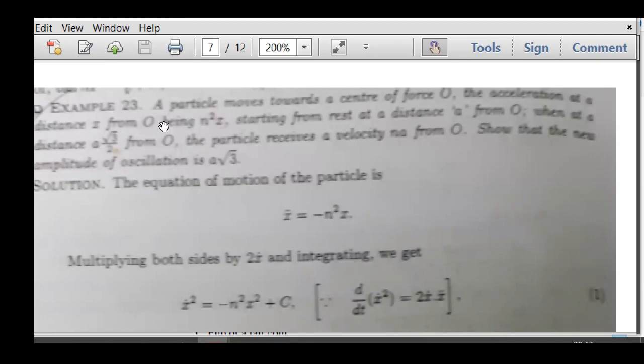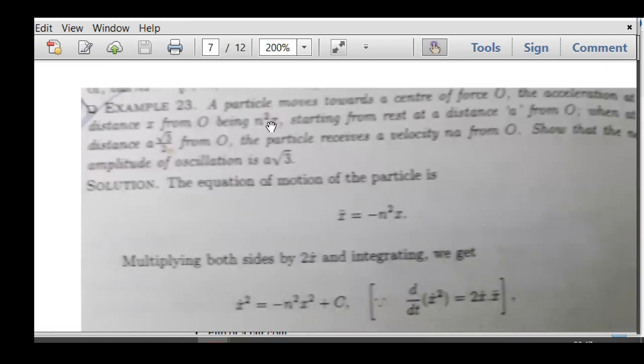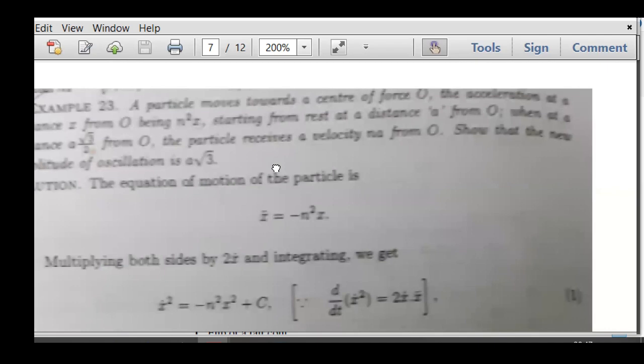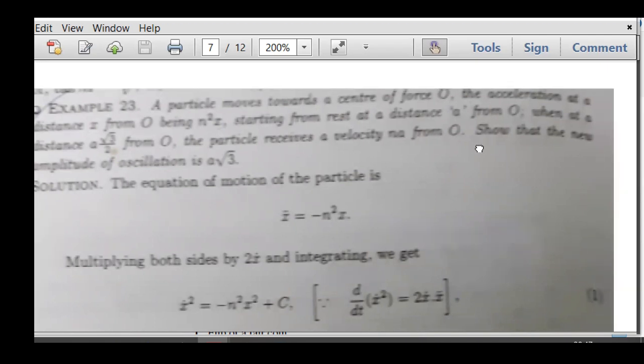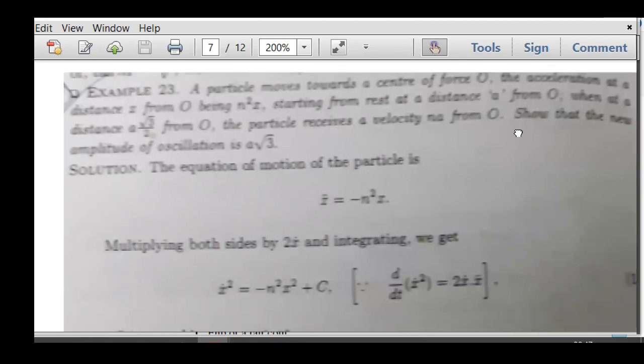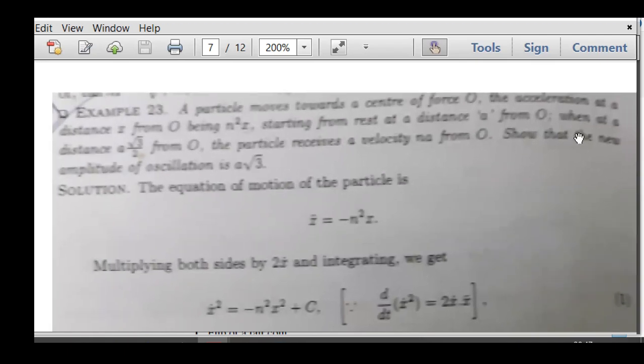And this one said: a particle moves towards the center of force O, the acceleration at a distance x from O being n square x, starting from rest at a distance a from O. When at a distance this from O, the particle receives the velocity na from O. But this is the problem which is asked for. Let us keep it aside. Let us read this problem again.